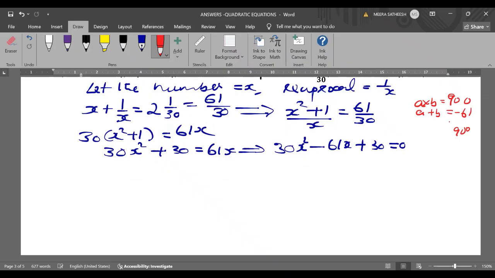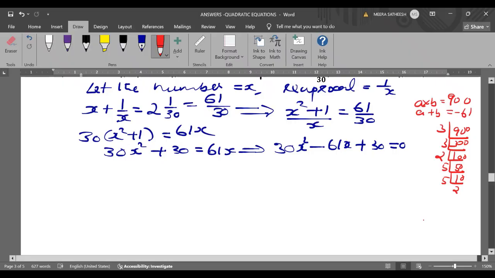So 900, factorize: 100, 50, 5, 10, 5, 2. Now we have to find the combination. So how will we get it? One clue I will give: 61. The sum is ending in 1. So look at the numbers here. For the sum to end in 1, it should be either 8 plus 3 or 5 plus 6. Right. So 5 plus 6 is possible here, with 3 and 2 there, 5 there. So split the number in such a way that one number ends in 6 and one number ends in 5. Understood? So here we will get the numbers as 36 and 25.